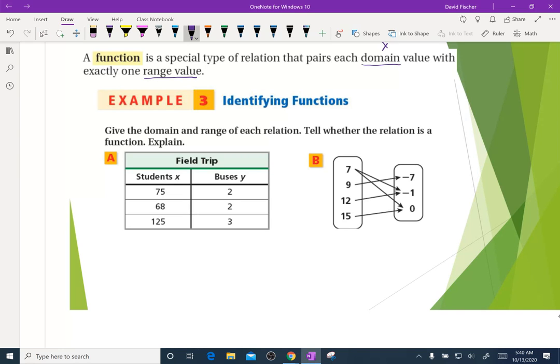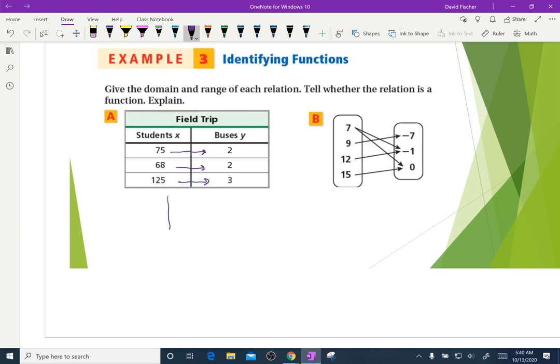As I look at this table here, I see 75 is matched up with a 2. I see 68 is also matched up with a 2. And 125 students needs 3 buses. A lot of kids will see all these 2s and a 3 and say that's not a function. But in my brain, because I like graphing, it would look like this: somewhere my 68 is my smallest number, and then I'd have 75, and then I'd have 125.